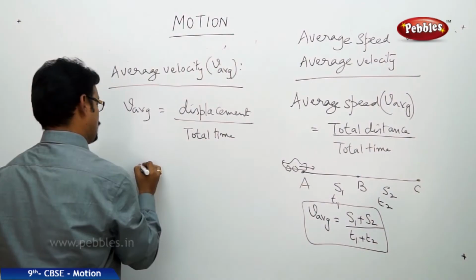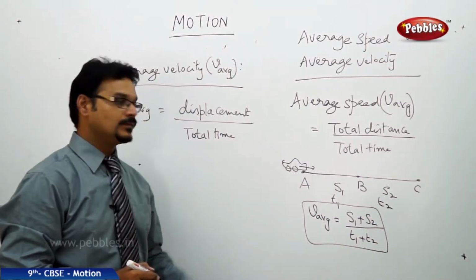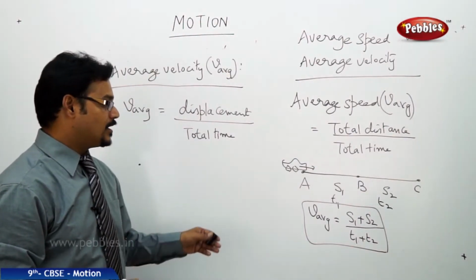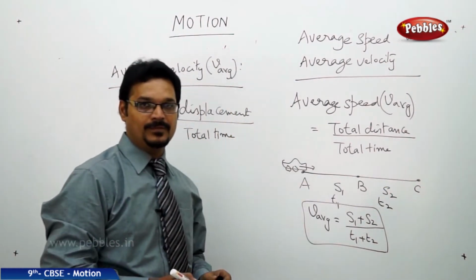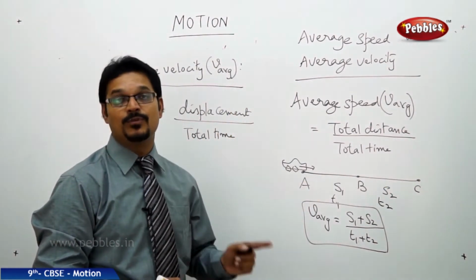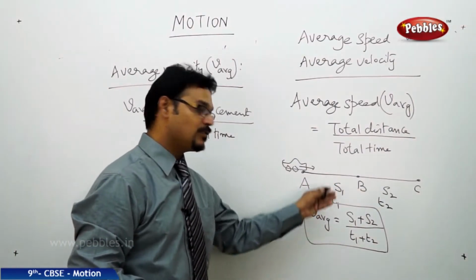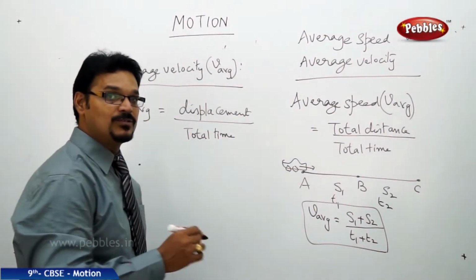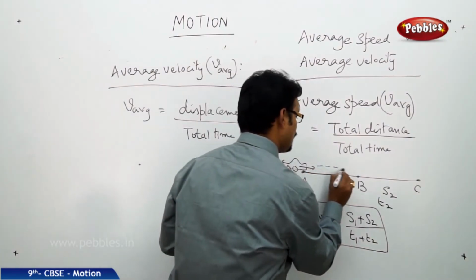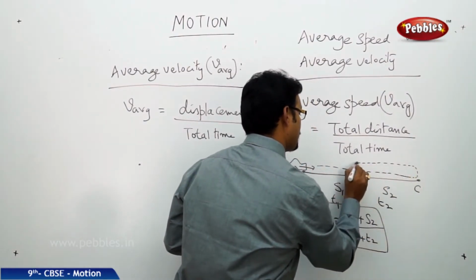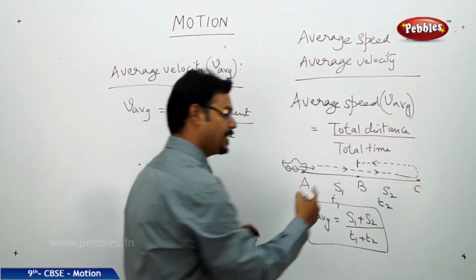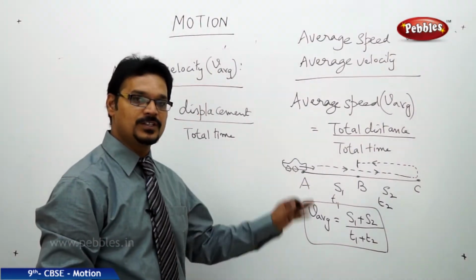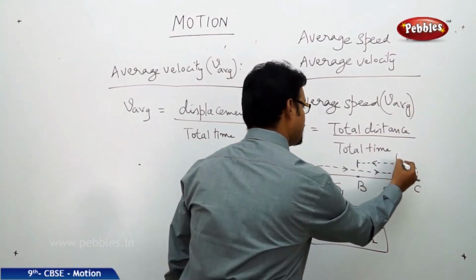Okay, so take the same example here. The car is moving from A to B, B to C. S1 is the distance, S2 is the distance. As the car is moving in a straight line path, the distance and displacement are both the same. So S1 plus S2 is not only total distance here, but displacement also, because it is the same direction. But let me do a small modification. Now see carefully, see the diagram. The car is moving from A to B, B to C, and C to B. The time taken from C to B is T3.